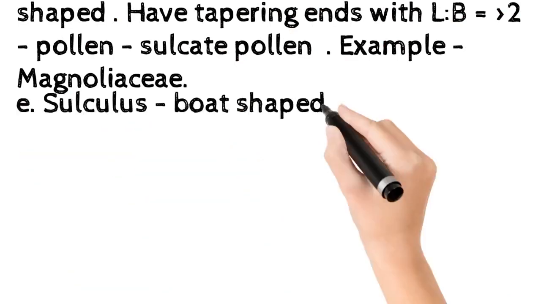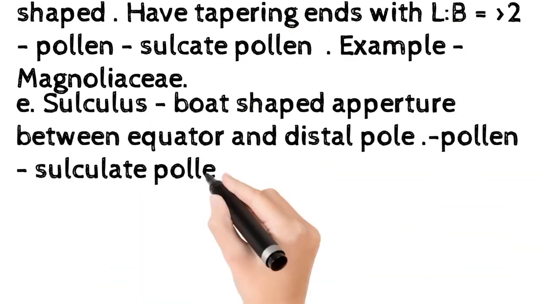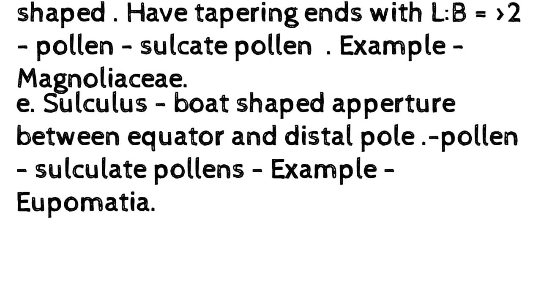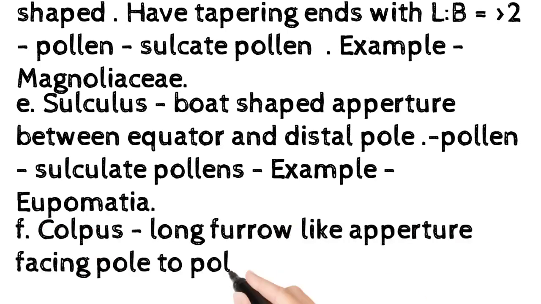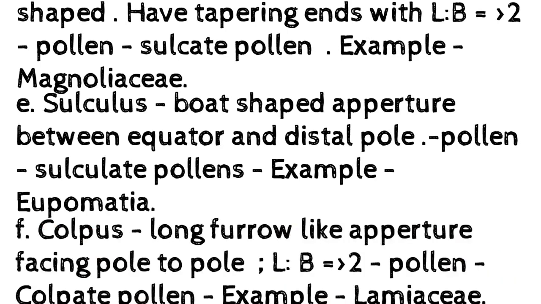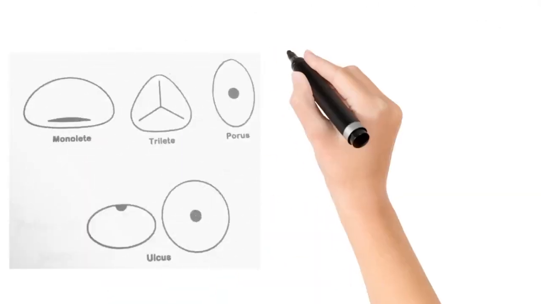Example, Magnoliaceae. E. Sulculus: boat-shaped aperture between the equator and the distal pole. Such pollen are sulculate pollen. Example, Eupomatia. F. Colpus: long furrow-like aperture facing pole to pole, length to breadth ratio greater than 2. Such pollen is termed colpate pollen. Example, Lamiaceae. Diagrams of apertures of different types are shown here.